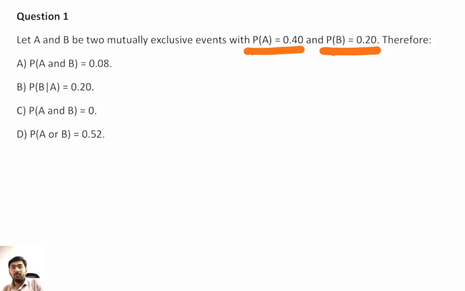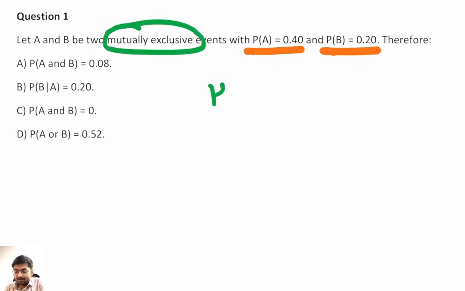So if two events are mutually exclusive, then definitely both cannot occur together. Like head and tails, is it possible that both will come at the same point of time? The answer is no. So you see that the probability of A and B happening together is 0, clear. Hence the answer is going to be C over here.